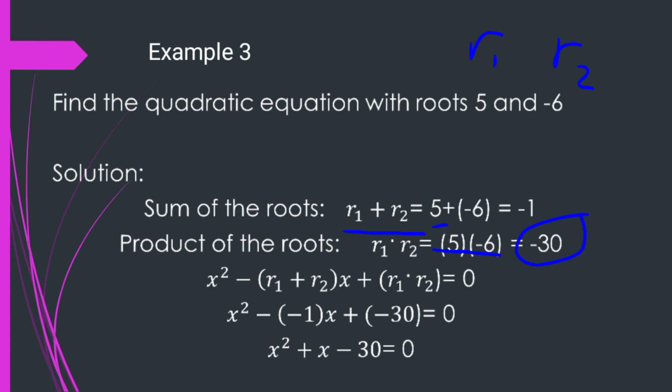So, x squared minus negative 1 for the sum of the roots times variable x plus the product of the roots, which is negative 30. Then simplify the equation. So x squared, negative times negative 1 is positive 1. Then the variable x, positive times negative 30 is negative 30. So the equation is x squared plus x minus 30 equals 0.